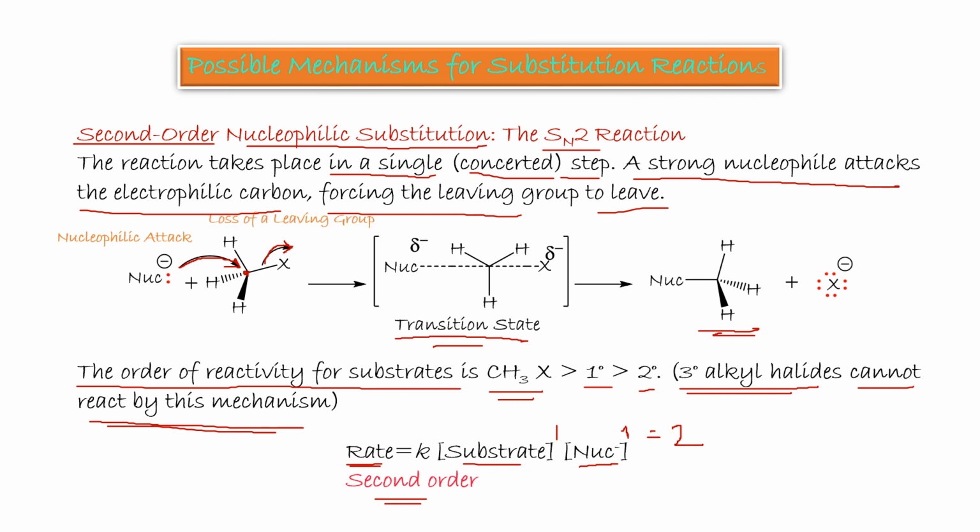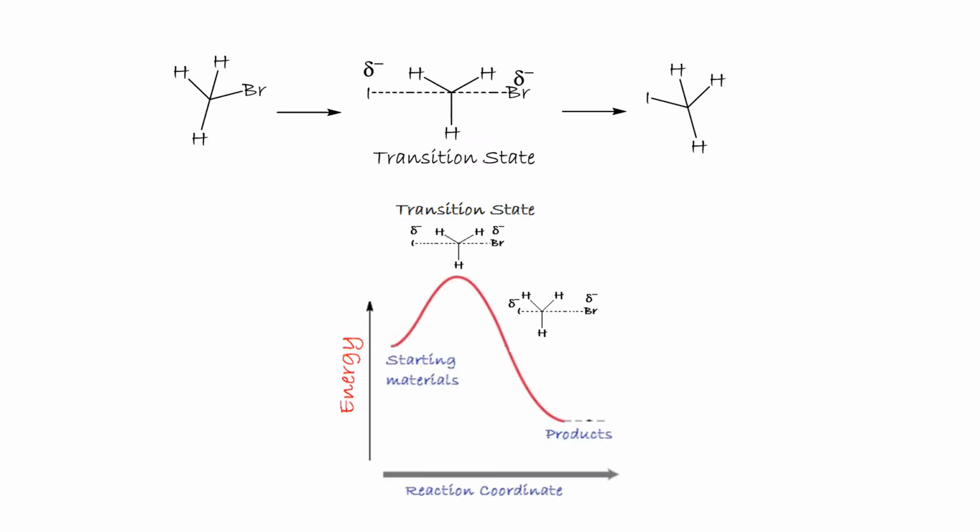So nucleophilic attack, loss of leaving group. If you look at the reaction energy diagram, this is the starting material, and when the nucleophile attacks and the bromine goes out, that goes through what we call a transition state. That is the structure of the transition state, higher in energy, and then goes to product. One step, concerted mechanism reaction energy diagram.